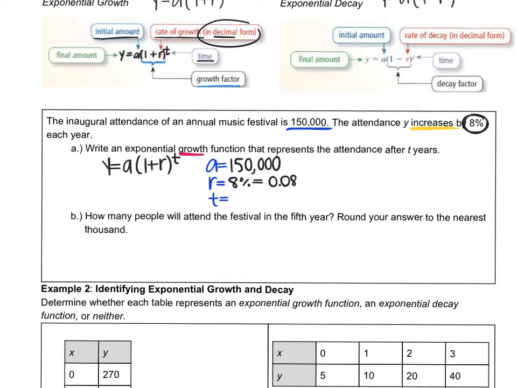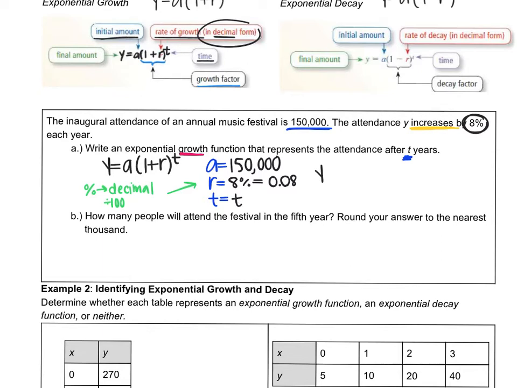And you could write this down if you think you'll forget: to go from a percent to a decimal, you either move the decimal place over to the left two, or you divide by 100. You'll get the same result regardless. So that's how I got the decimal, 0.08. And then lastly, my t. In this case, t is just t because we're just writing a function for t years. So we don't actually know a time yet. I think we will in the next part, but for right now, t is just t.